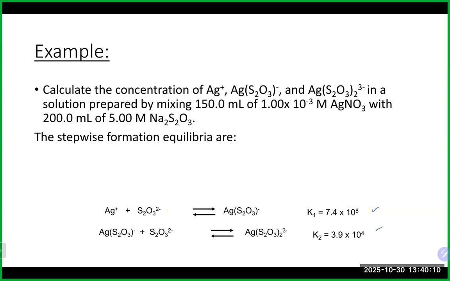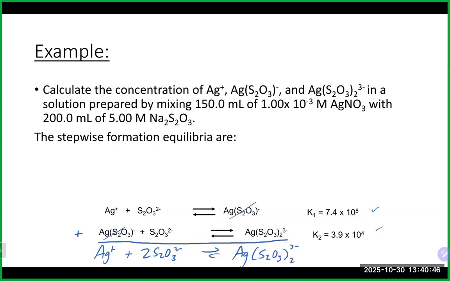Okay, let's take a look, see how we're doing here. So we are given a stepwise formation here. We can add these together if we like, and we can get an overall reaction that's happening here. And we can get rid of those, and that would give us that we basically have silver plus a couple of these going to make our S2O3 2 minus.